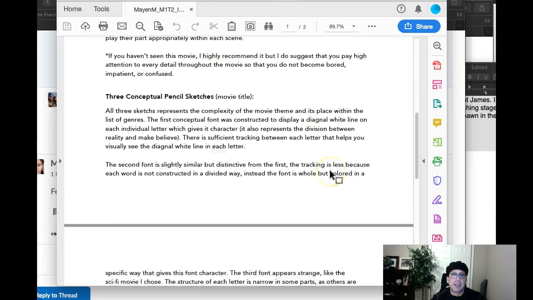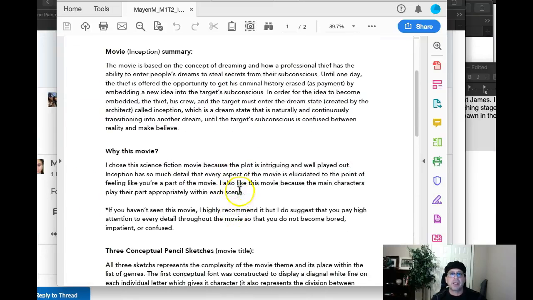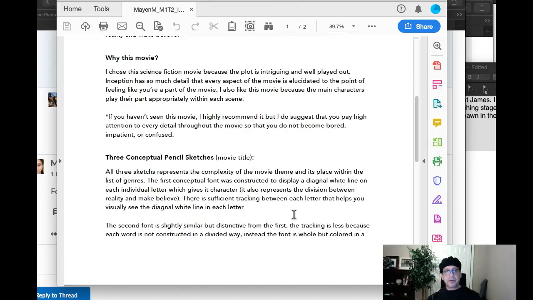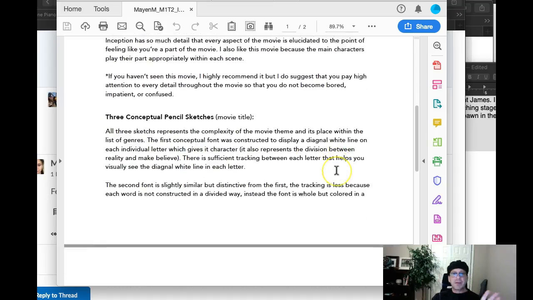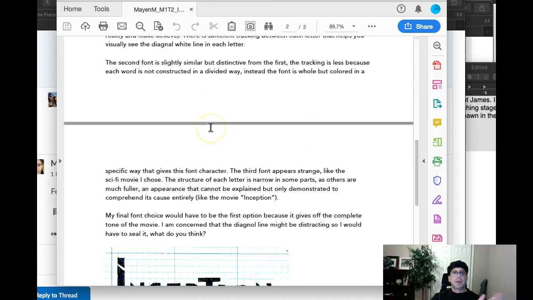Let me jump over. The writing is fantastic. Really, really great synopsis of the movie. Good job describing why you chose this movie, and I'm really super interested in, especially, your concept development here. This is fantastic. Well, let's jump over to the sketches.